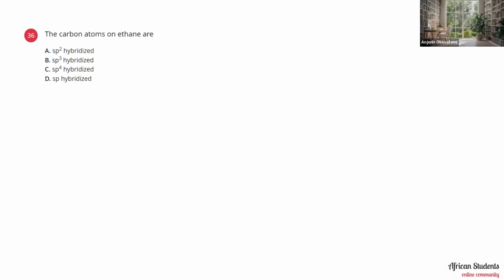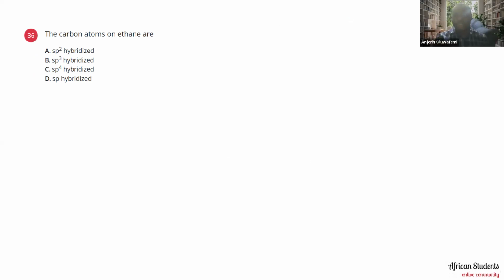Okay, so we move along now. The carbon atoms in ethane are sp2 hybridized, sp3 hybridized, sp4 hybridized, or sp hybridized. Ethane is an alkane. The hybridization in alkanes is most of the time sp3 hybridization.